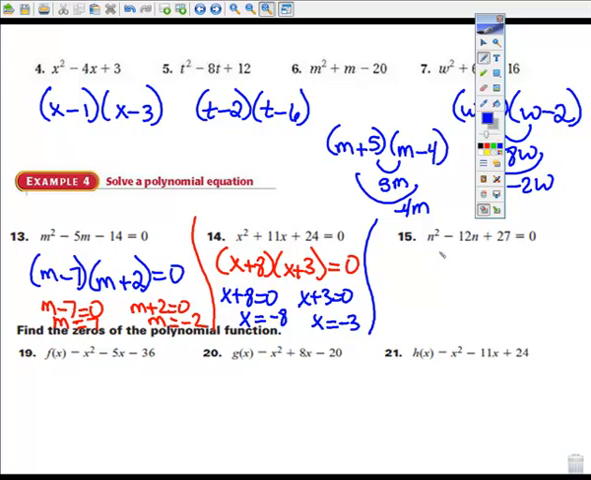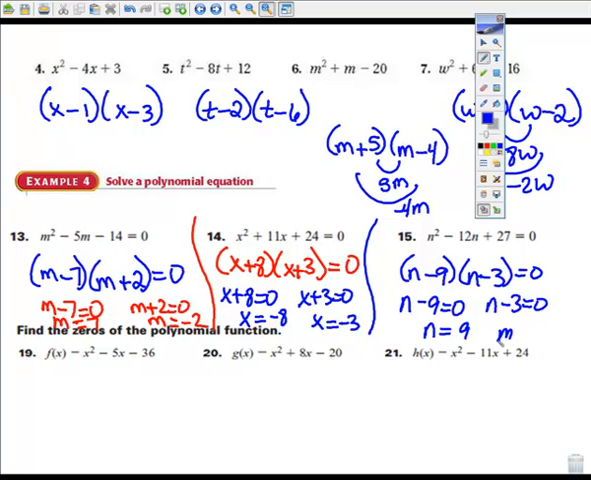Let's try this one. I have n squared minus 12n plus 27 equals 0. N and n. I have a plus 27 but a minus middle term, so they're both negative. And 9 and 3, when I multiply, give me positive 27 and a negative 12. So now set those to 0. So if I add 9, I get 9. If I add 3, n equals 3.